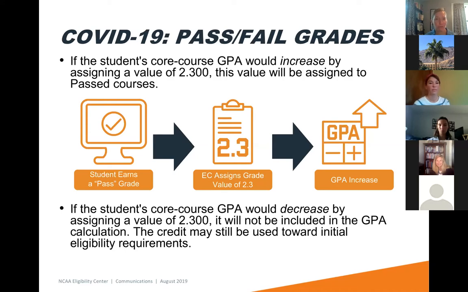We realized it would probably be quite a hindrance to students if all of a sudden they got straight Ds if that wasn't where their academics were tracking. So this is where this update came into play. If a student's core course GPA would increase by assigning a value of 2.3, so I'll address why 2.3 in just a moment, then that value would be assigned to those past courses.